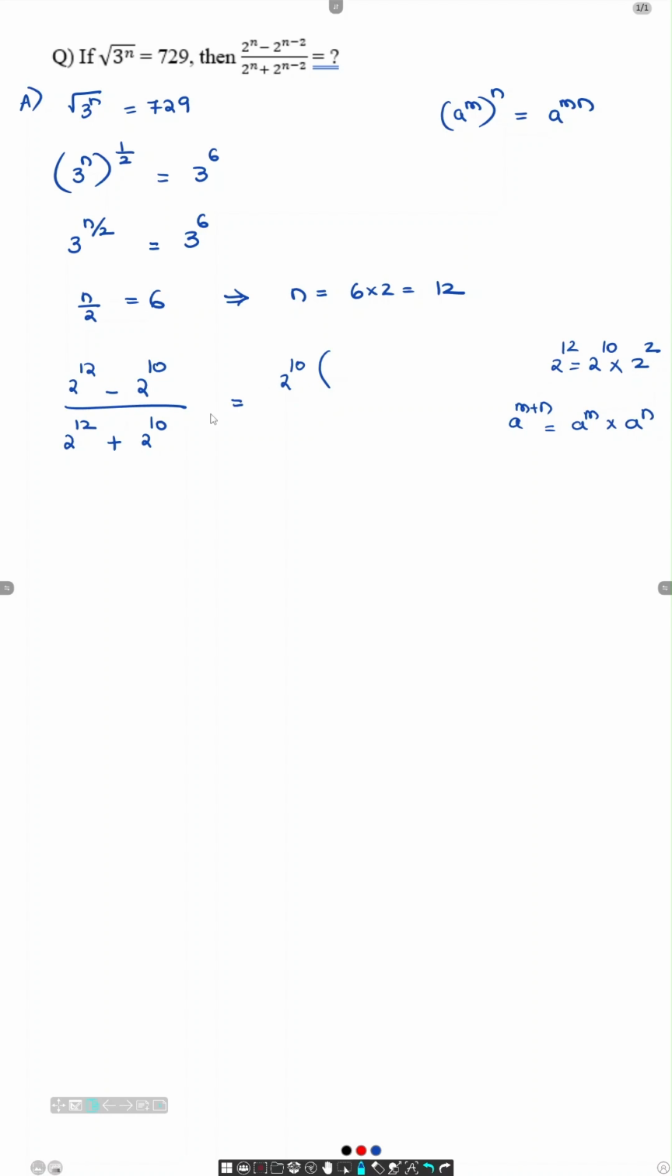Now, as I have taken 2 power 10 as common, I am left with 2 square minus 1. The denominator is also the same thing except for the sign change. So in the numerator and denominator we have the same number, so we can cancel it off. Now in the numerator we have 4 minus 1 and the denominator is 4 plus 1. This gives us 3 by 5. This is the answer.